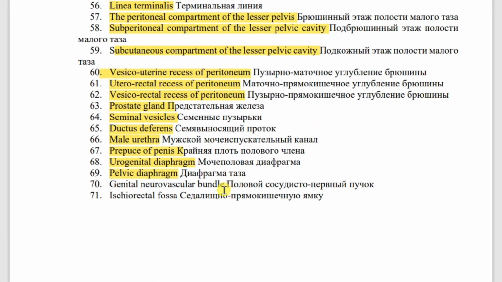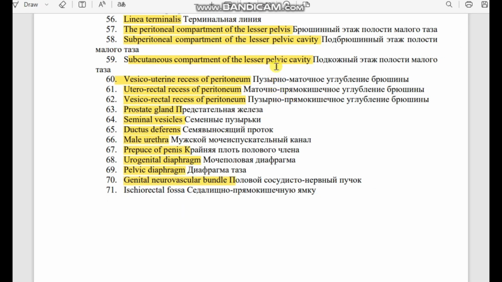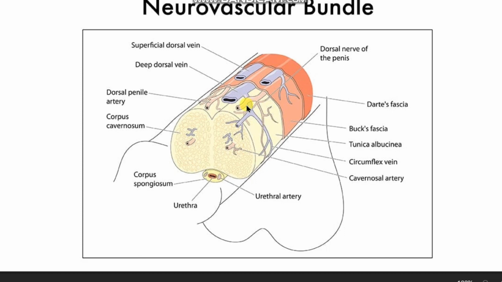Next we have to find the genital neurovascular bundle. It runs on the dorsal side of the penis and passes between the hemispheres of the corpus cavernosum. As you can see here, the hemispheres, and the superficial dorsal vein, deep dorsal vein, and pudendal artery, nerve and vein, etc.